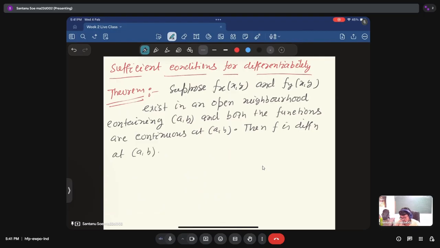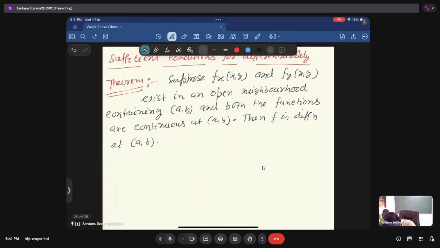So it says that if both the partial derivatives with respect to x and y exist in an open neighborhood of (a,b). So if there is a neighborhood of (a,b) where both the partial derivatives exist and both fx and fy are continuous at (a,b), then the function must be differentiable at (a,b).